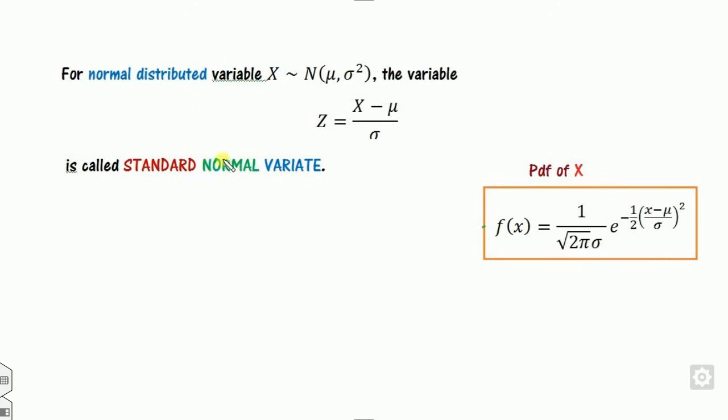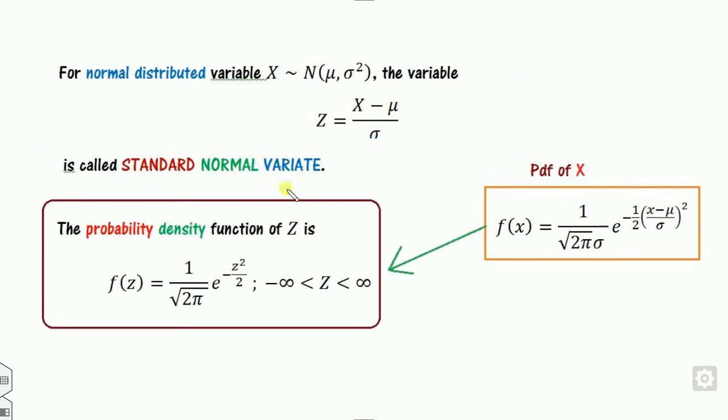Now we will define the standard normal variate called Z, which is defined as Z equals x minus mu by sigma, where sigma is the standard deviation and mu is the mean. If you substitute this value in this PDF, this is nothing but Z. So we define the probability density function of Z as this.